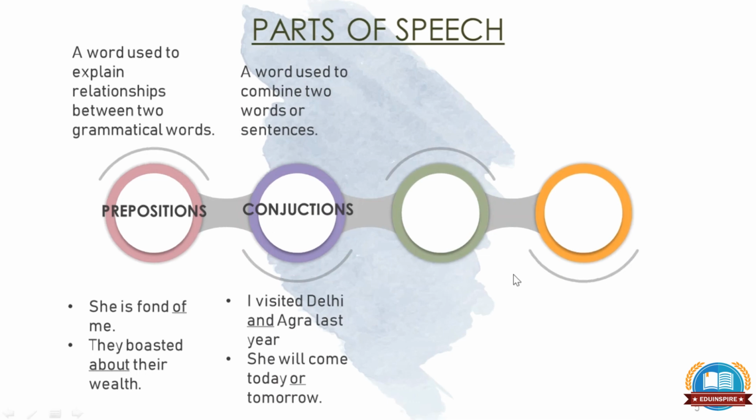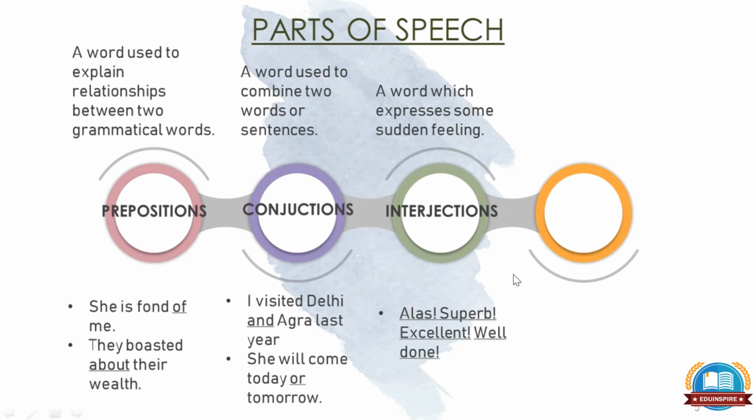Now, the next part of speech is interjections. A word used to express some sudden feeling is called an interjection. For example, alas, superb, excellent, well done.